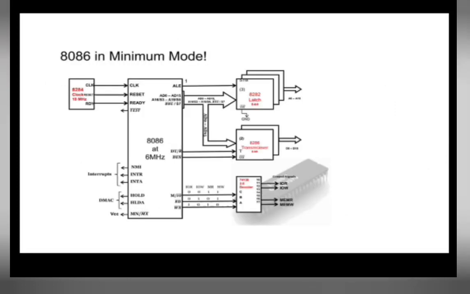The exact diagram of the 8086 is shown in the slide. Totally 5 blocks are available. The first is the clock, second is the microprocessor, third is the latch, fourth is the transceiver, and the fifth is the decoder IC. That is what the diagram represents.